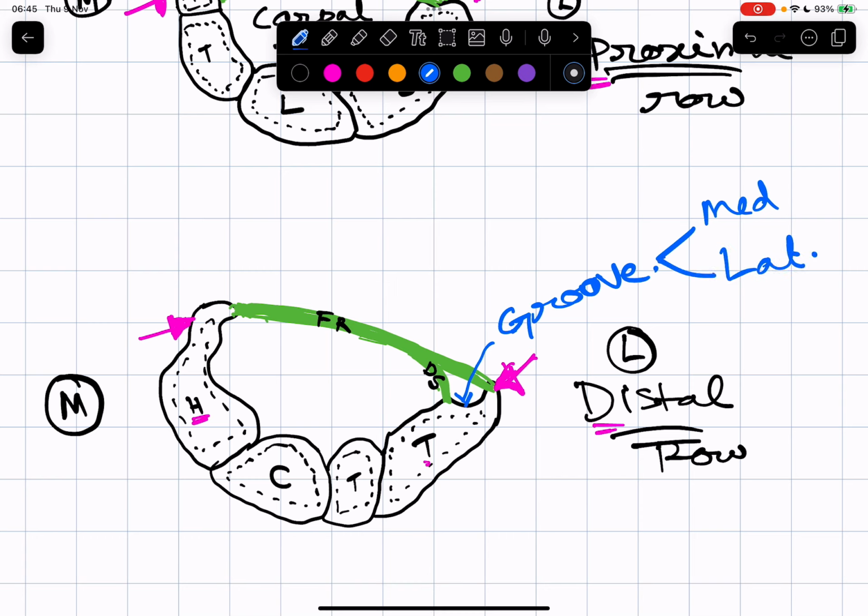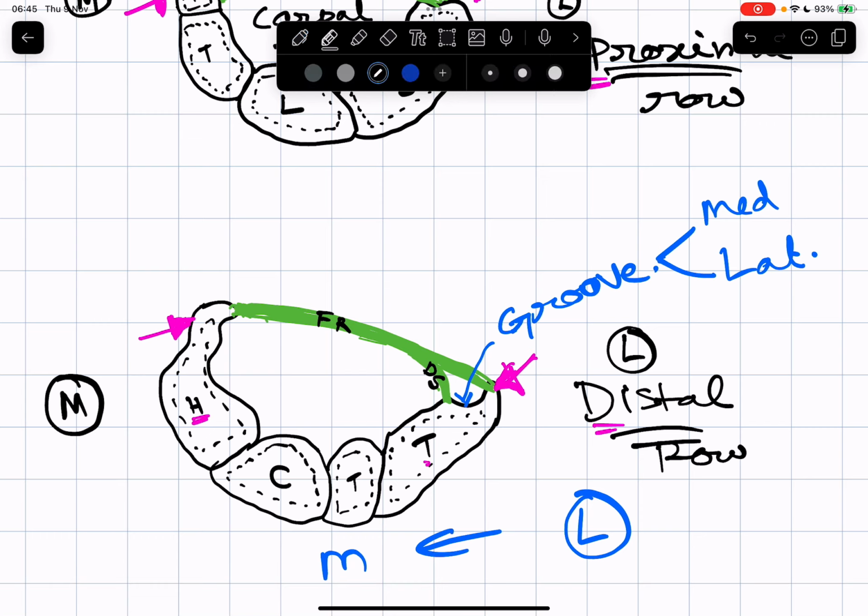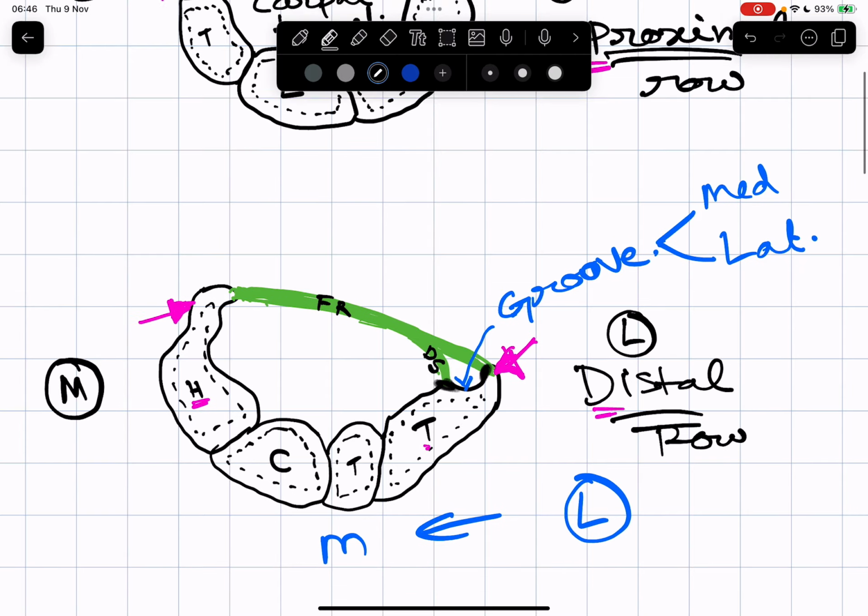All right. As you can see, this way is medial, this way is lateral. So this portion right here has got the which one? So here is the lateral lip and here is the medial lip. So the deep slip of the flexor retinaculum would be attached to the medial lip of the groove of the trapezium bone. Alright, so those are the attachments of the flexor retinaculum.